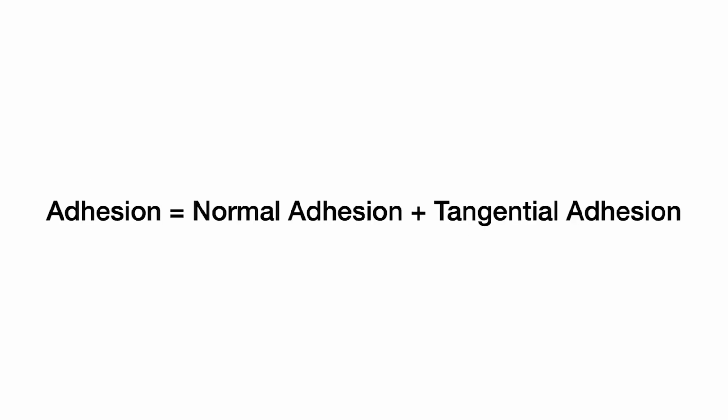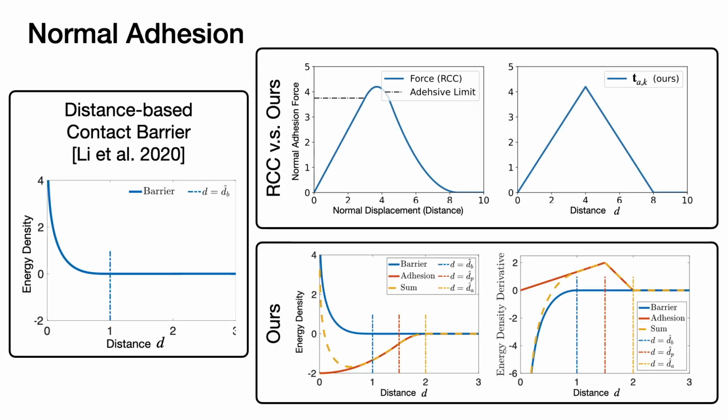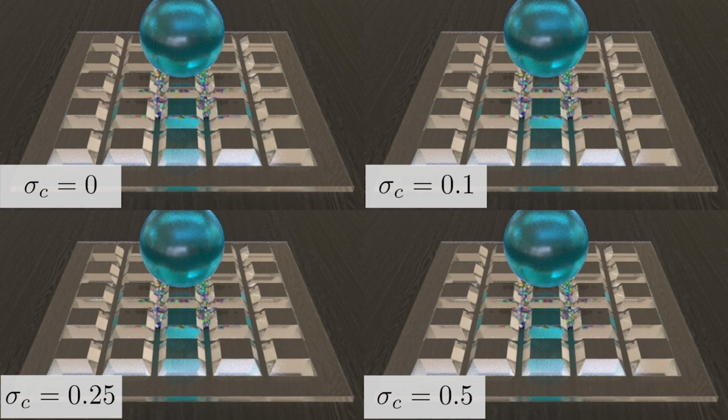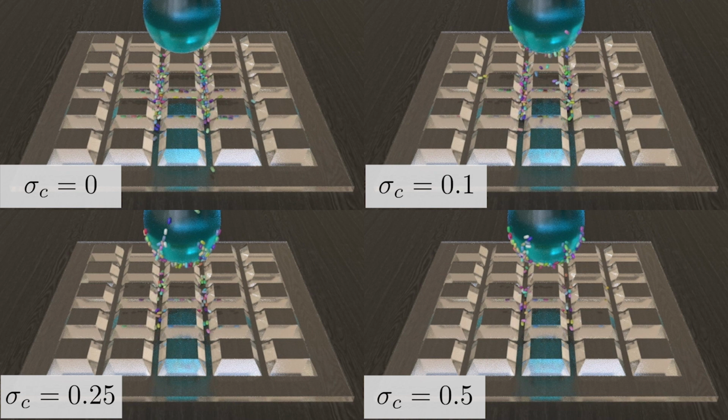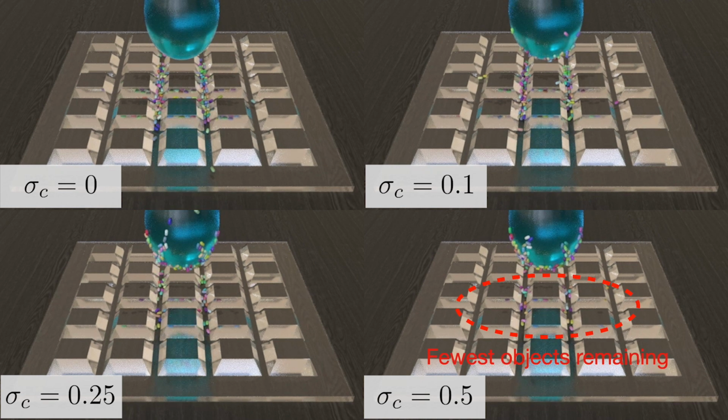We model the adhesion in the normal and tangential directions independently. Our normal direction adhesion energy can be directly absorbed into the distance-based contact barrier, which is consistent with the classic RCC model from computational mechanics. A physically intuitive parameterization of the adhesion stiffness is also provided for user-friendly control of versatile behaviors.